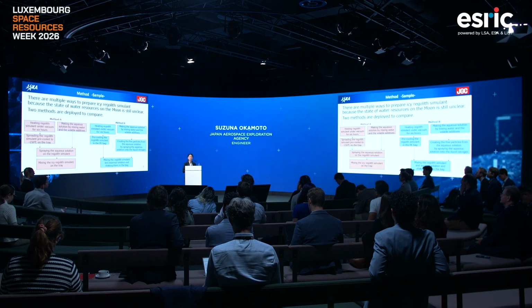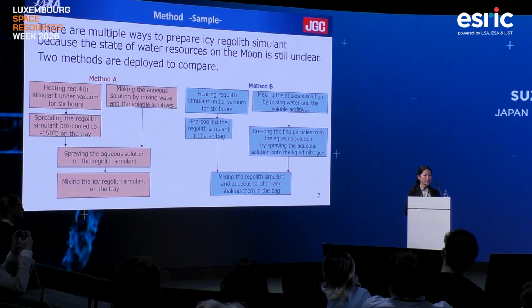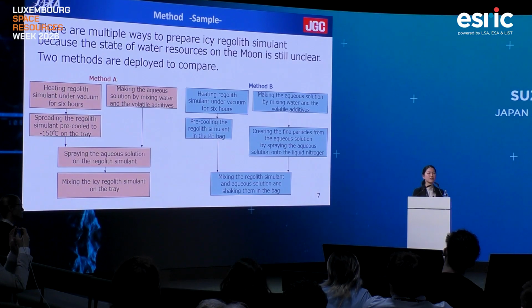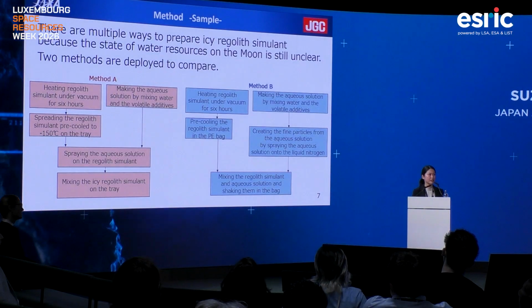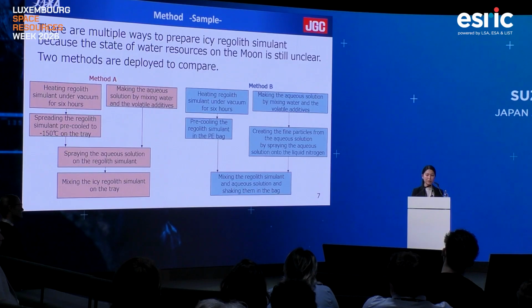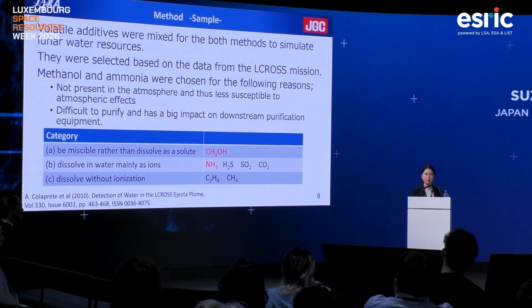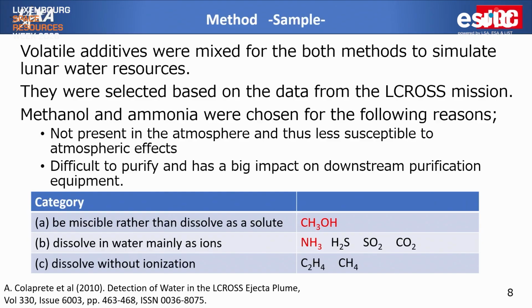And the sample preparation is also an important part of our experiment. There are multiple ways to prepare icy regolith simulant because the exact state of water resources on the moon is still unclear. Nobody knows it. So two methods are deployed to compare, method A and method B. I will explain the details later, but what is common for both methods was volatile additives. They were mixed for both methods to simulate lunar water resources.